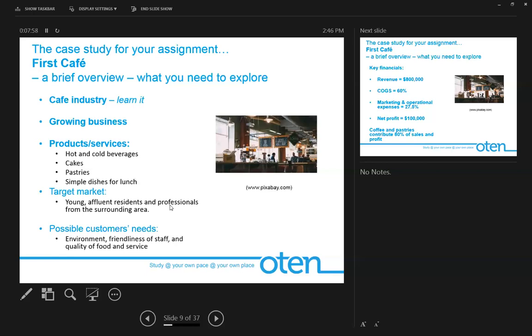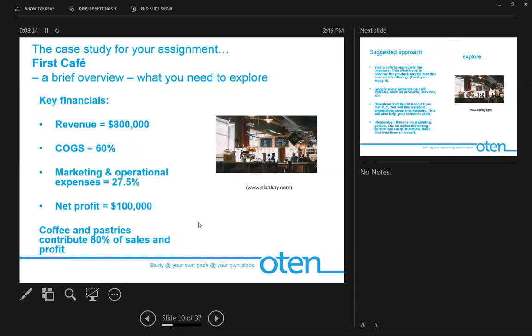You can also look at the competitors around that area to model your business, because it's a fictitious company. Possible customers' needs, referring to the case study, include the environment, friendliness of the staff, and the quality of food and service. So that is a brief overview.